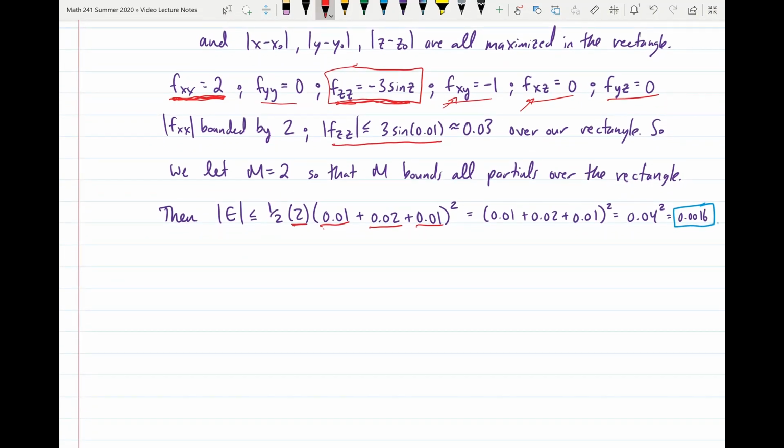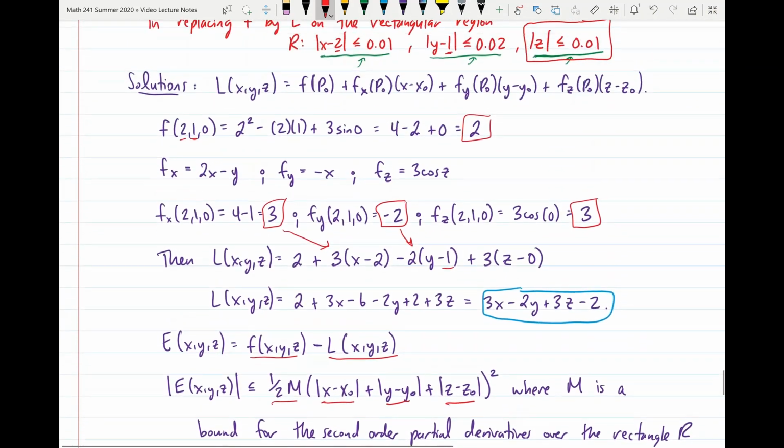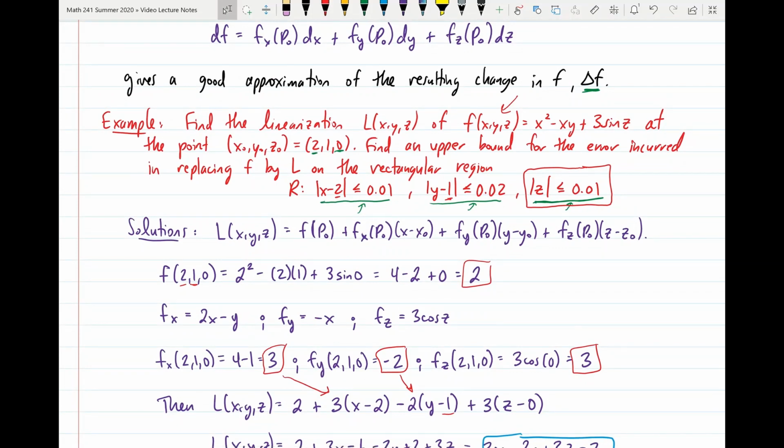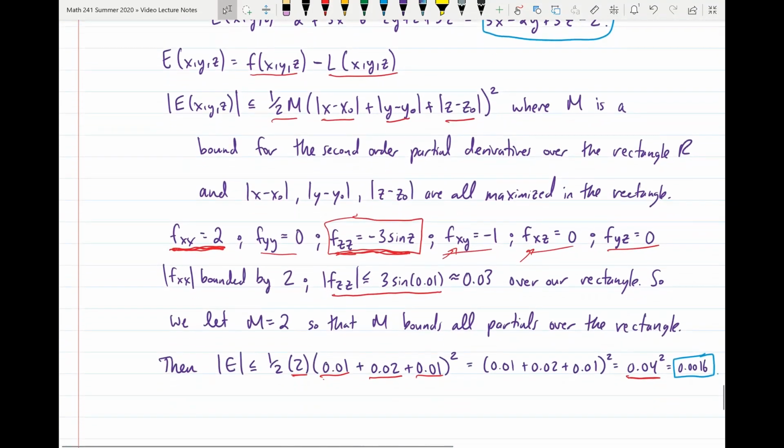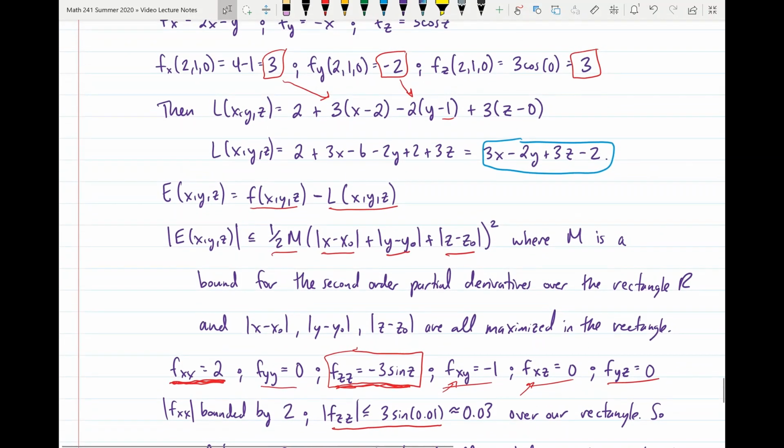So ultimately we get 0.04 squared, which ends up being 0.0016. So as long as we are looking at points inside of that rectangular region R, we can use the linearization to approximate our function f, and we can be sure that the error that we get when we use that linearization is going to be less than or equal to 0.0016. So the approximation is going to be pretty dang good inside of that rectangular region.